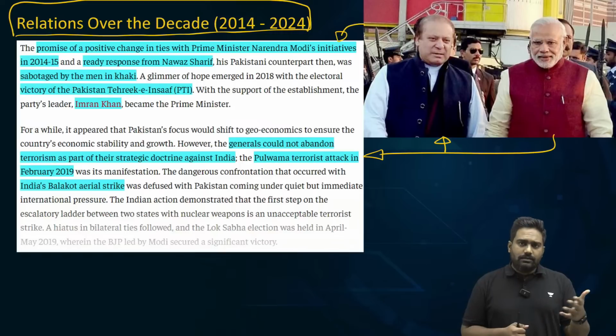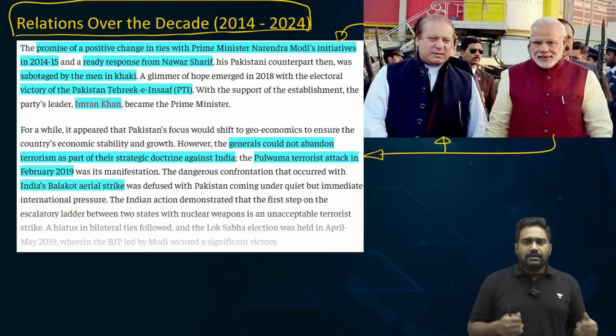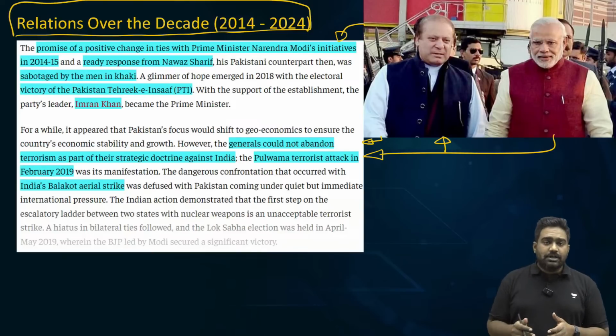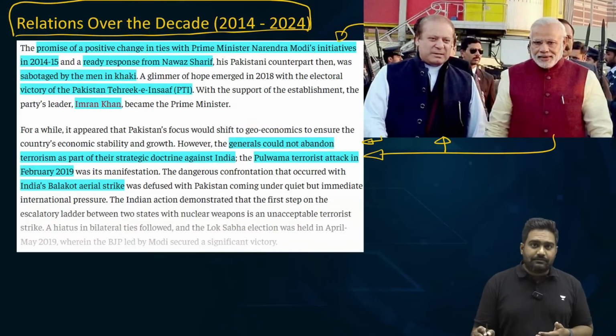In that regard, Prime Minister Atal Bihari Vajpayee was a far-sighted visionary leader who realized that it's important to have friendly ties with our neighbors, especially with a problematic neighbor like Pakistan. This approach was continued by Manmohan Singh as well. And PM Modi, after coming to power, initiated a friendly outreach to then Pakistani Prime Minister Nawaz Sharif.